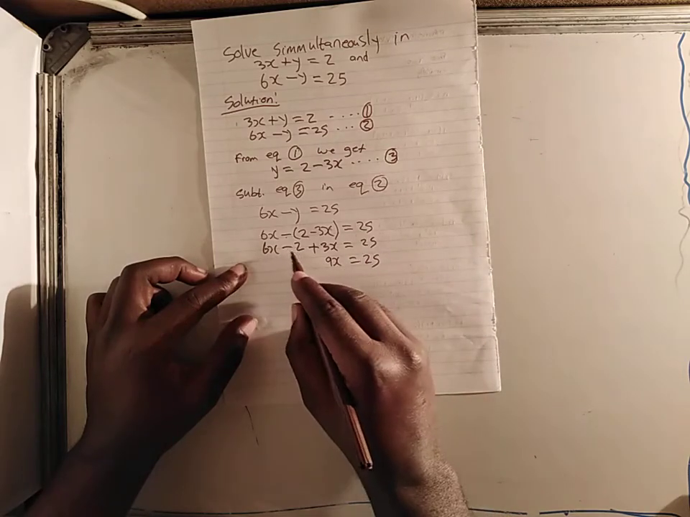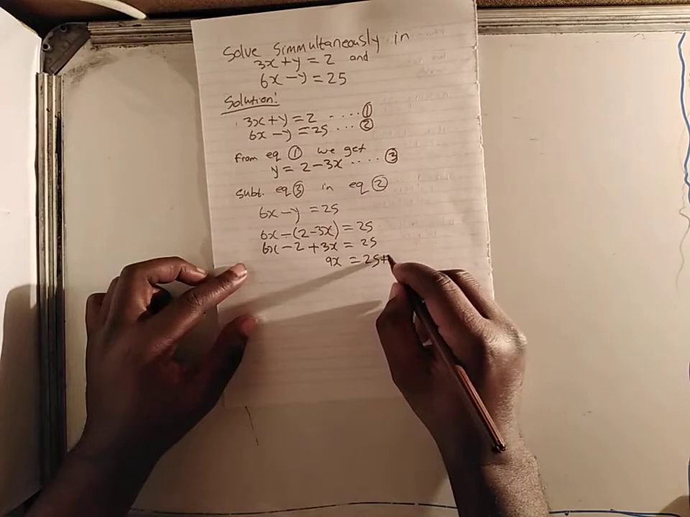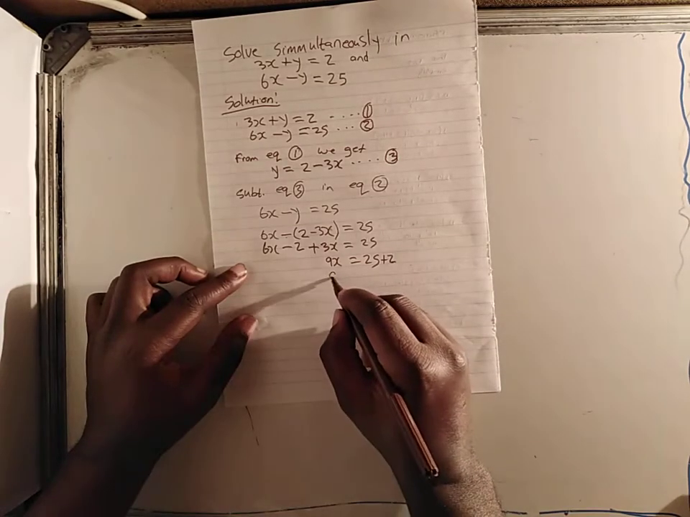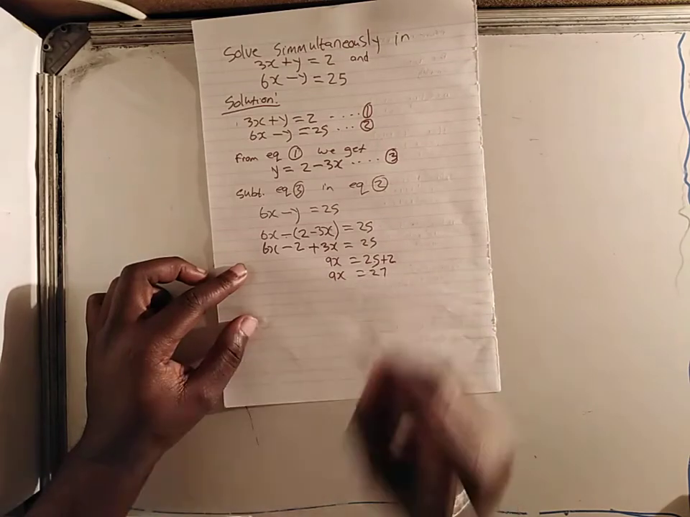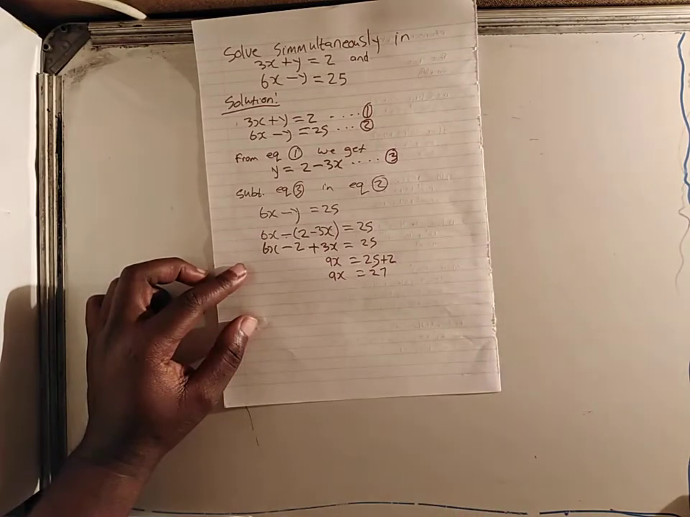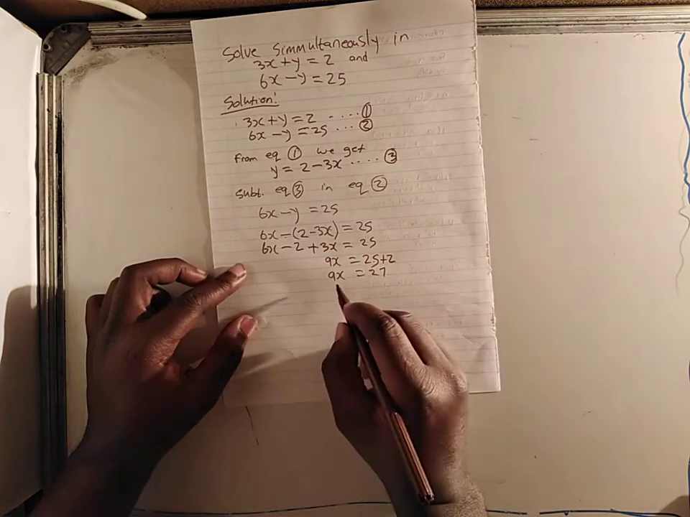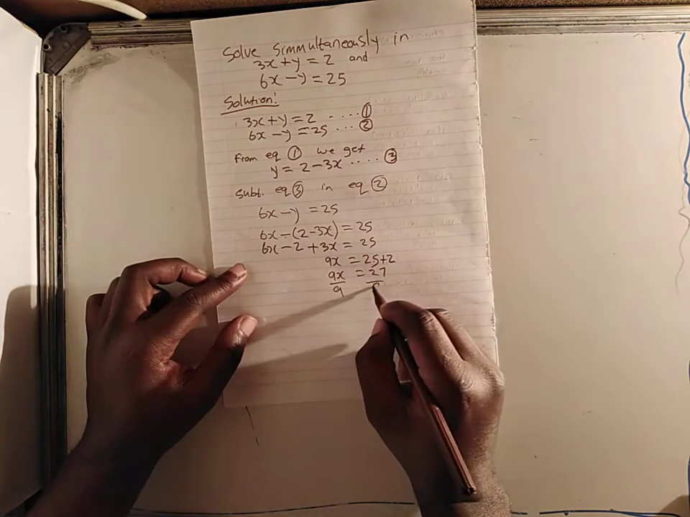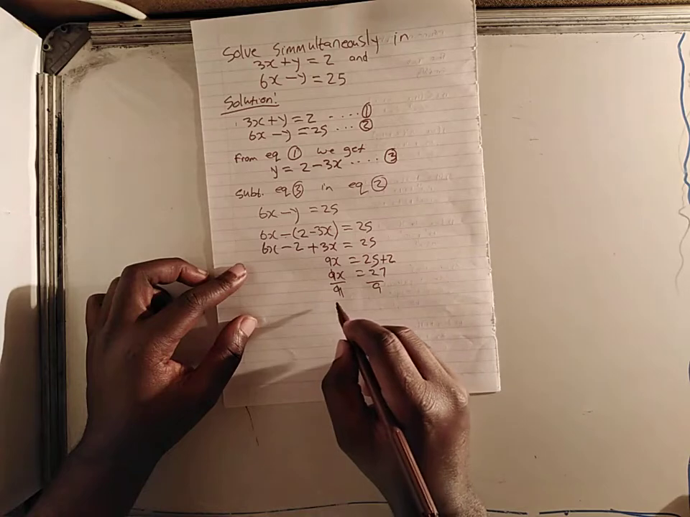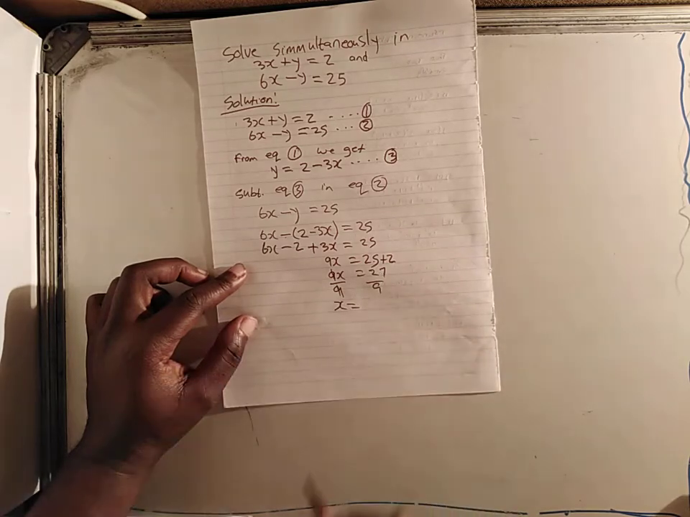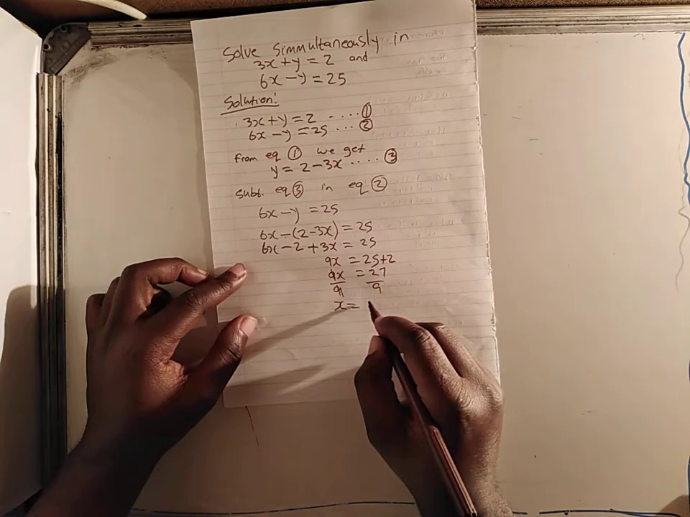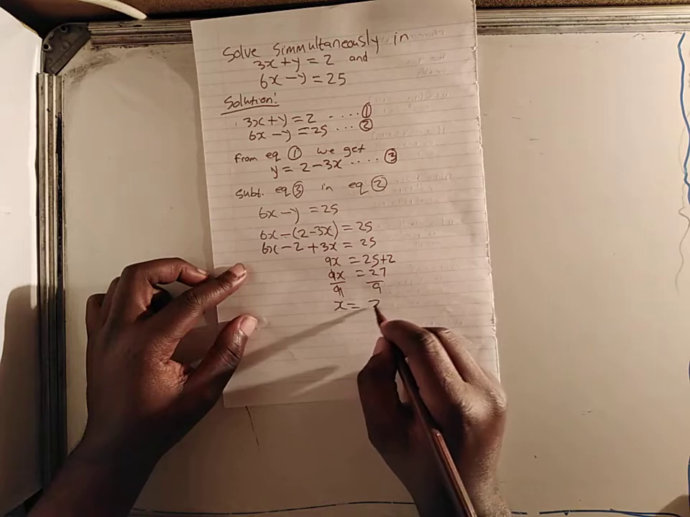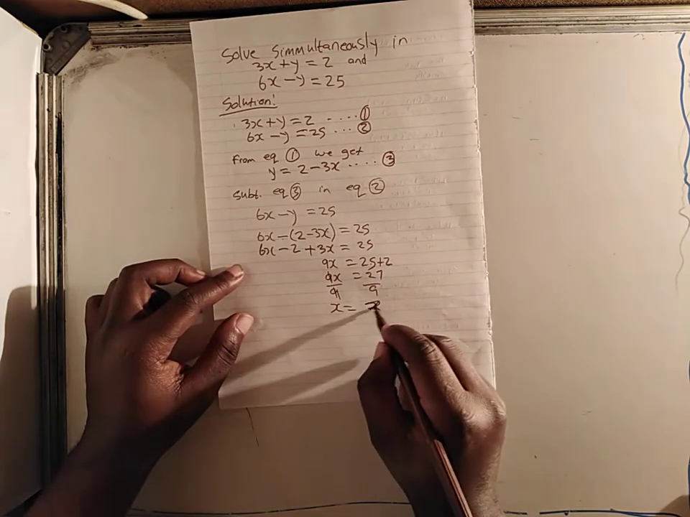Okay, 6x plus 3x is equal to 9x, so you get 9x, and then 25, and this 2 is minus, so when you put it that side, it's going to be plus 2. So you get 9x equal to 25 plus 2, which is 27. And then you don't want 9x, you want x, so you divide by 9 both sides, and this 9 cancels this 9, and x is equal to 27 divided by 9. That is nothing other than 3. Right, so x is equal to 3.